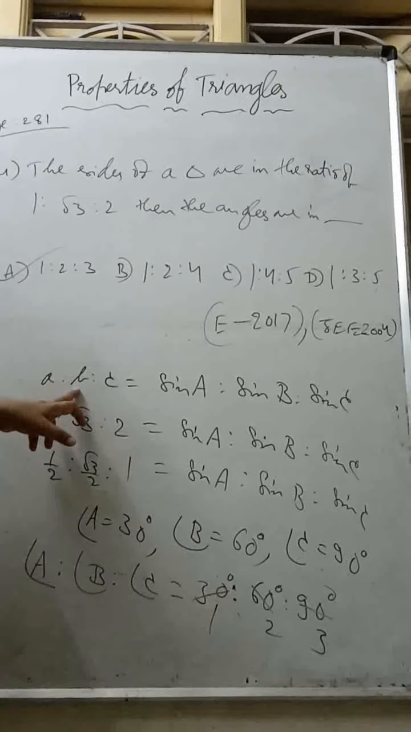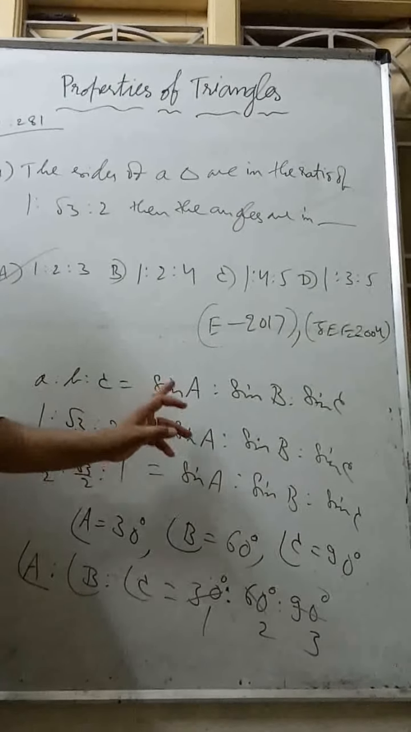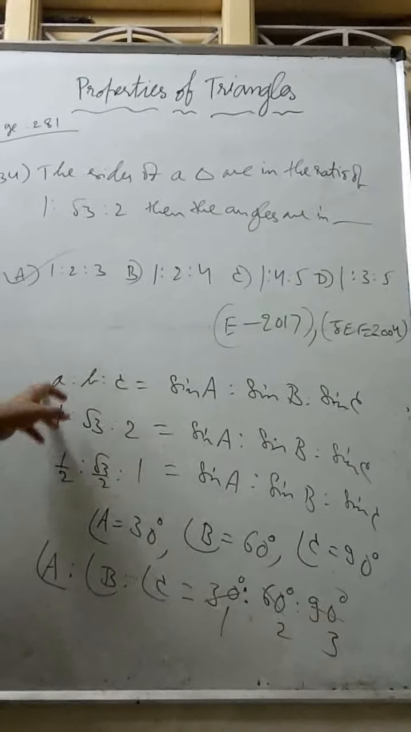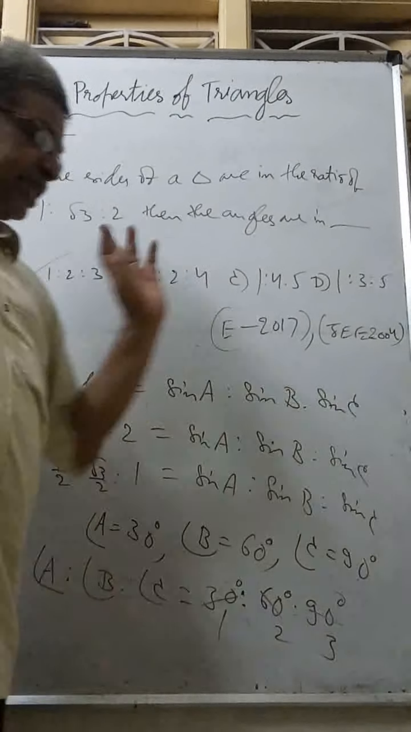After that, small a is to small b is to small c. The sides ratio is always equal to the sine of the angle, so sine a is to sine b is to sine c. Because a is 2R sine a, b is 2R sine b, c is 2R sine c. I am cancelling 2R, and I am getting sine a is to sine b is to sine c.